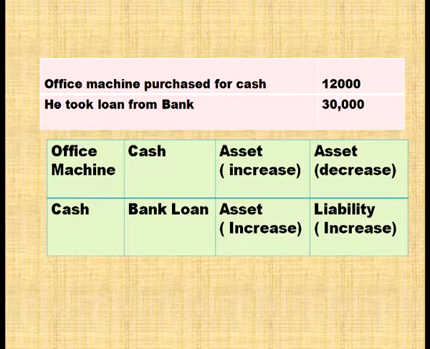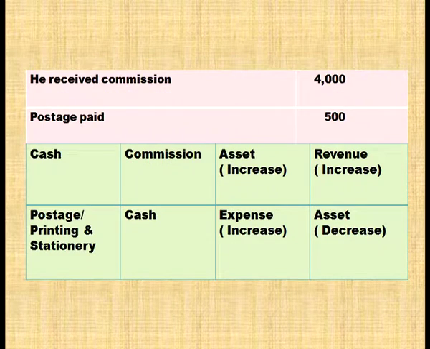Received commission. Cash is coming inside the business in the form of commission. So cash and commission are the affected accounts. Cash is an asset. Asset is increasing. Rule for asset account, when asset is increasing, it is debited. So cash account is debited. Commission being a revenue for the business. Rule for revenue account, when it is increased, it is credited. When it is decreased, it is debited. So commission account is increased, so it is credited. Cash account debit, commission account credit.